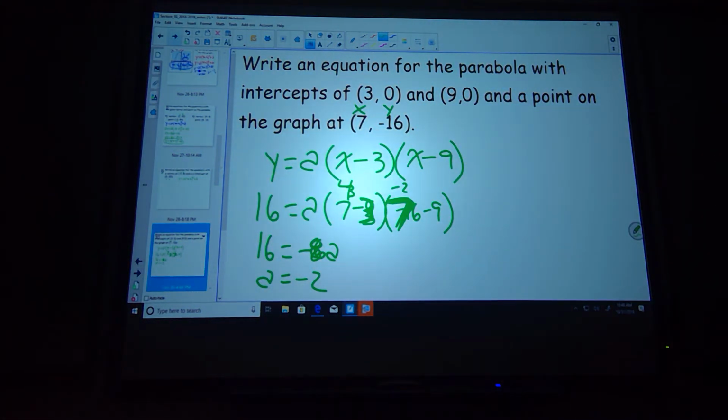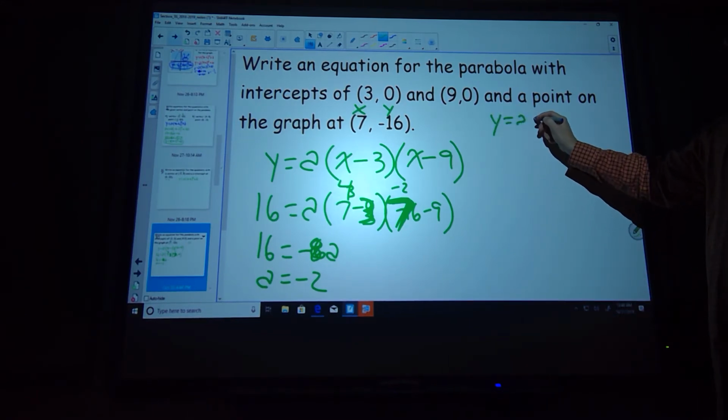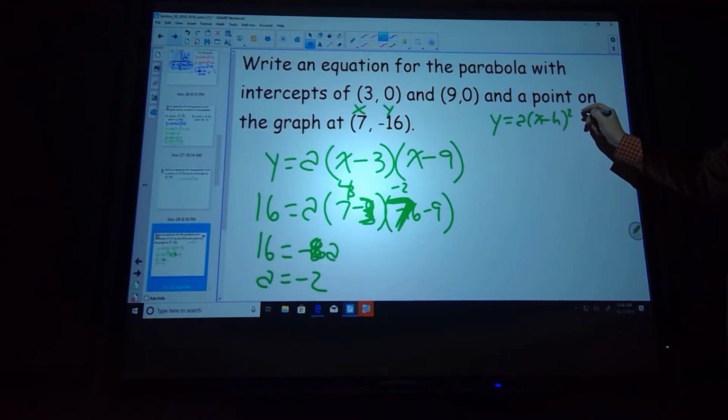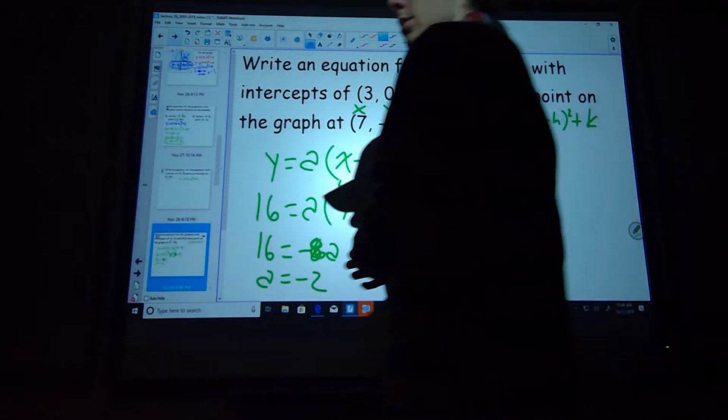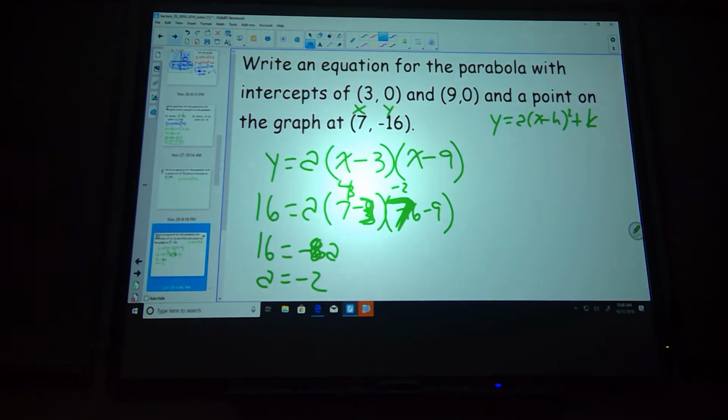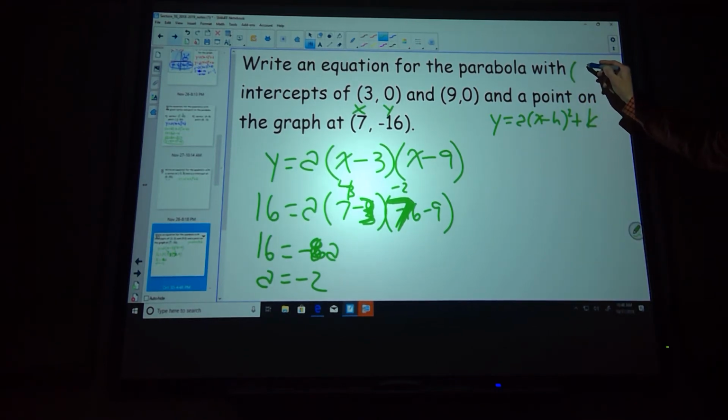Do I know my vertex at this point? Nah. So y equals a times x minus h quantity squared plus k. I have to go through and maybe solve it a little bit more. Do you just plug in the x and y and the a? Well, because we know our intercepts, what's halfway between 3 and 9? 6, yeah. So my vertex is going to be at 6 comma something. And then you plug 6 in, but we still don't have our a value, or we do have our a value.